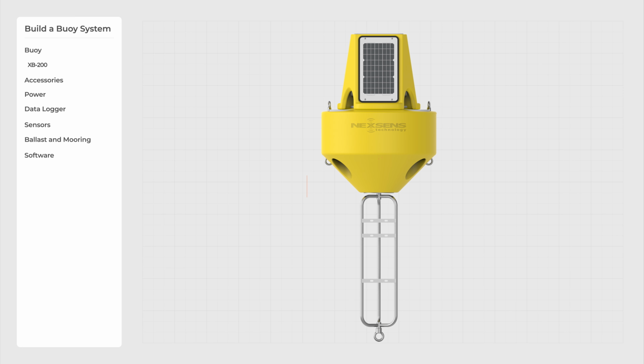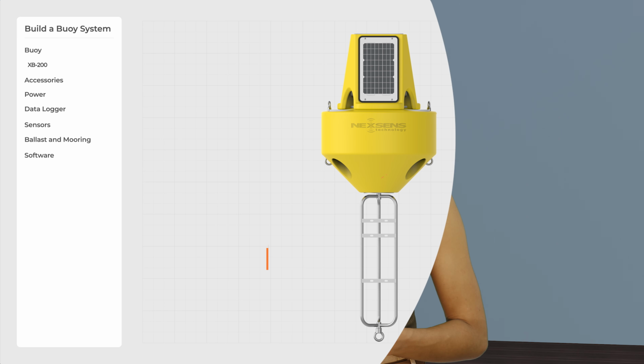The XB-200 is solar-powered with 3 onboard 15-watt solar panels. And with over 250 pounds of net buoyancy, this buoy can support various topside and subsurface measurement instruments.